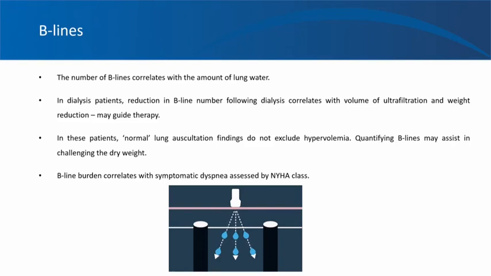come down. And in these patients, normal lung auscultation findings do not exclude hypervolemia. So you can auscultate your dialysis patient and say that the auscultation is normal, but still on ultrasound you might find B lines indicating subclinical hypervolemia. So in those circumstances, quantifying the B lines and looking at them again after dialysis would really assist in challenging the dry weight. And also B line burden correlates with symptomatic dyspnea assessed by the NYHA class. So more water in the lung, more number of B lines.